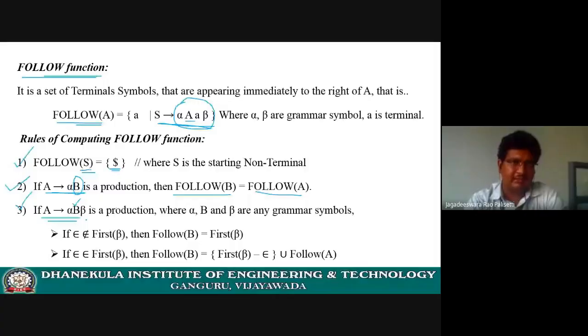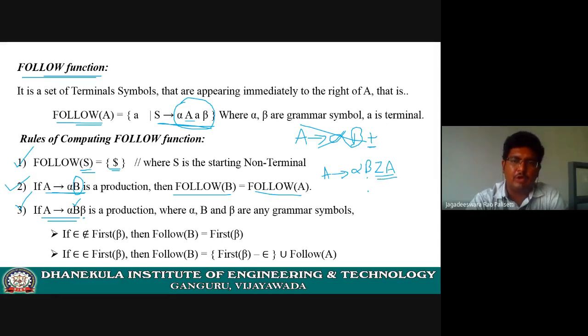Otherwise, there is something after B. You don't know what; there may be a combination of terminals, or a combination of non-terminals, anything. If beta is a terminal, follow of B is simply beta. Am I clear? For example, A tends to alpha B plus. In the place of beta, if you have plus, then follow of B is this plus. That is an odd case I am discussing. In the place of beta, it may be a combination of non-terminals.